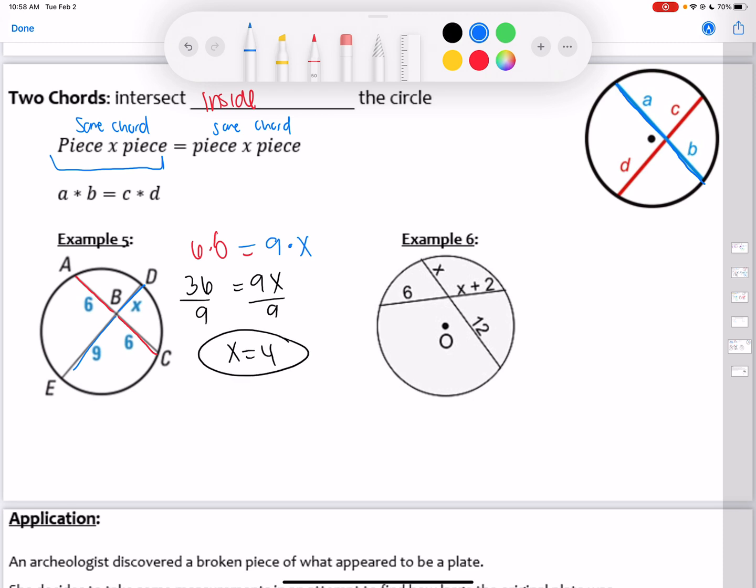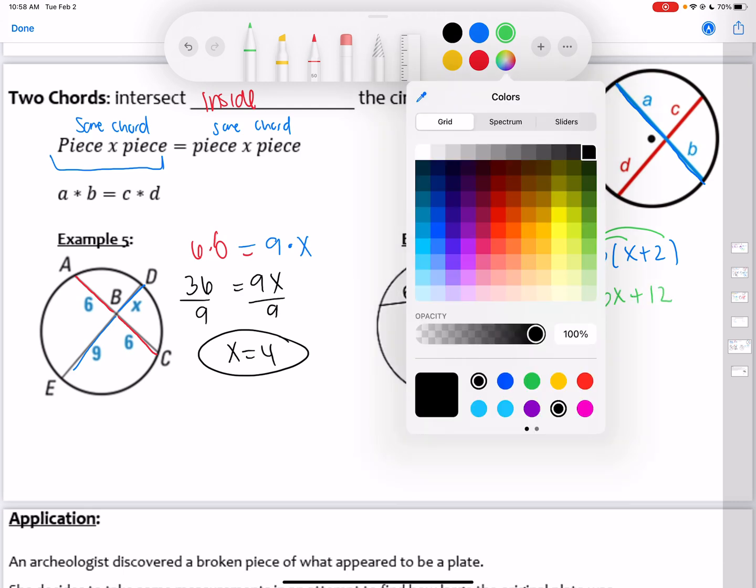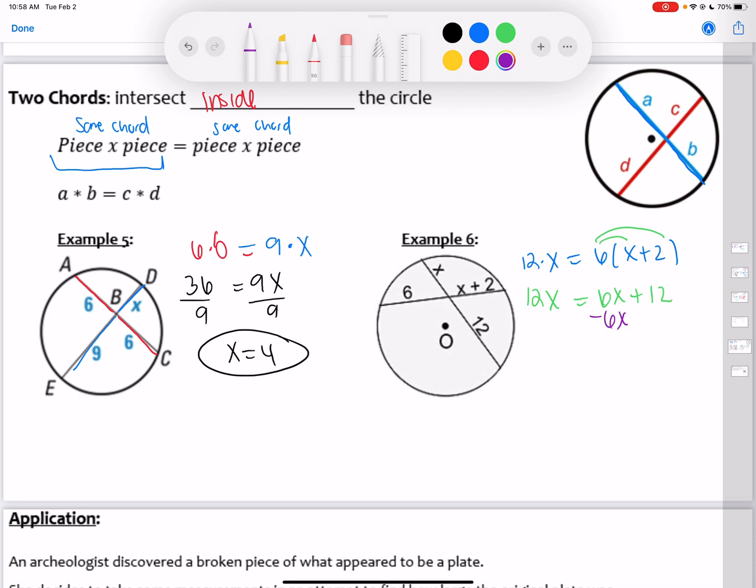All right, a little more complicated of a question. So piece times piece equals piece times piece. So 12 times x equals 6 times x plus 2. And notice that when I was multiplying by an expression, I put it in parentheses because that's going to trigger me to say I need to distribute that 6. So we have 12x equals 6x plus 12. Solving this just like you would in Algebra 1, subtracting 6 over. We have 6x equals 12 divided by 6, x equals 2.